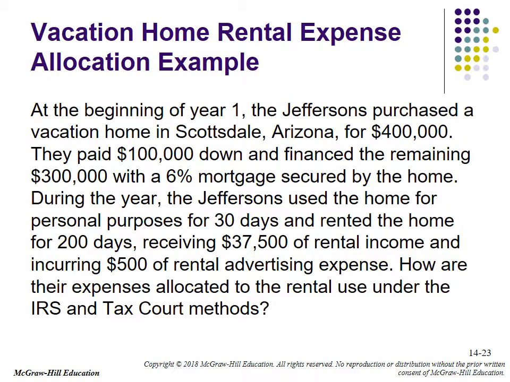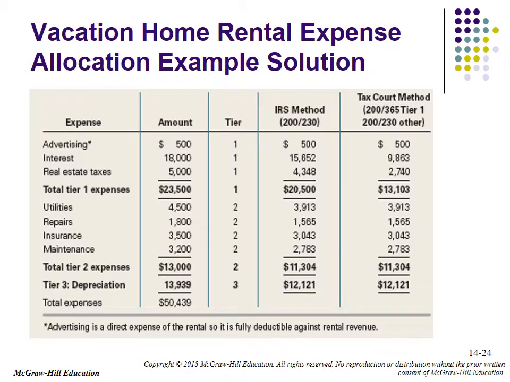How are their expenses allocated to the rental use under the IRS method? And that exception I just talked about is called the tax court method. Either is acceptable. There have been 2 different ways of allocating mortgage interest and real estate taxes out there for years, and nobody has resolved this issue. This example is in your book around page 14-20. So let's take a look.